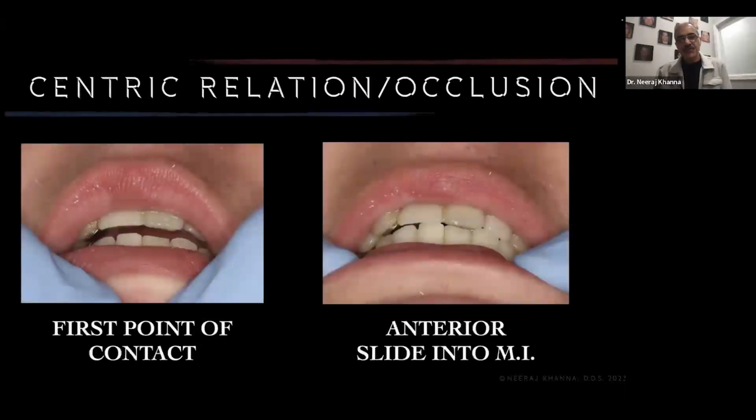I'd like to show you a photograph of a patient on your left where we've established the first point of contact in centric relation. And now that same patient leaves centric relation and goes into their maximum intercuspation. And you can see that there's a significant horizontal slide. And that patient is basically in an end-to-end occlusion.